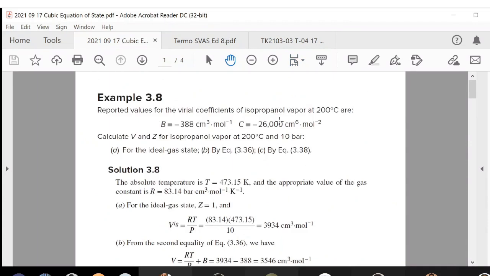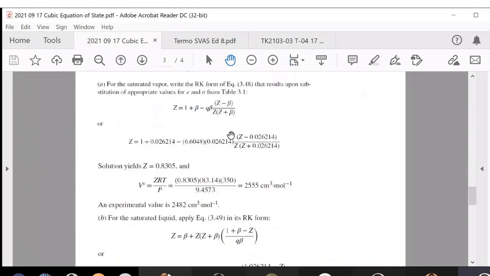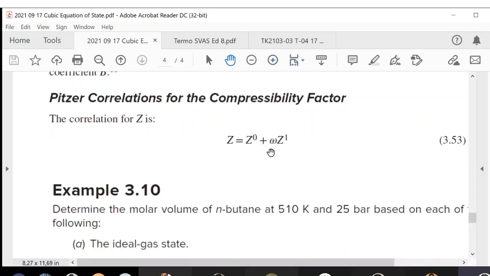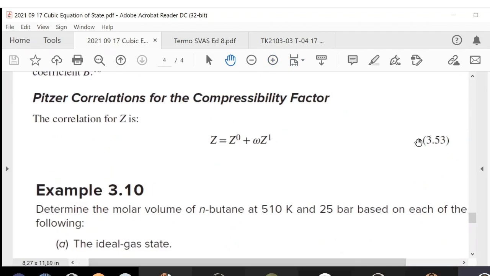This is simple. Okay, if there is no question, this is the last one. We use the generalized correlation. This is the generalized correlation for Z. Compressibility equals Z0 plus Z1, and then multiply by the acentric factor omega. It is equation 53.